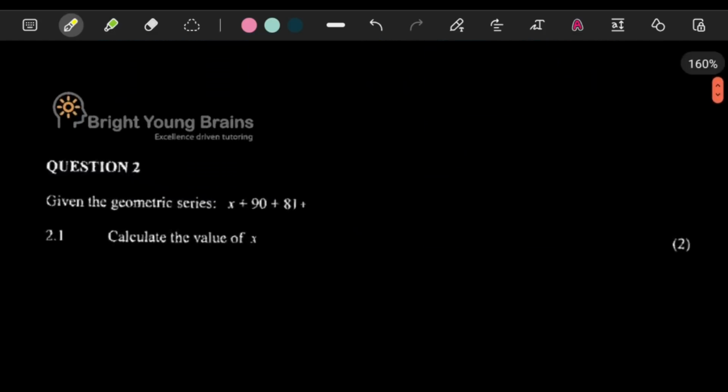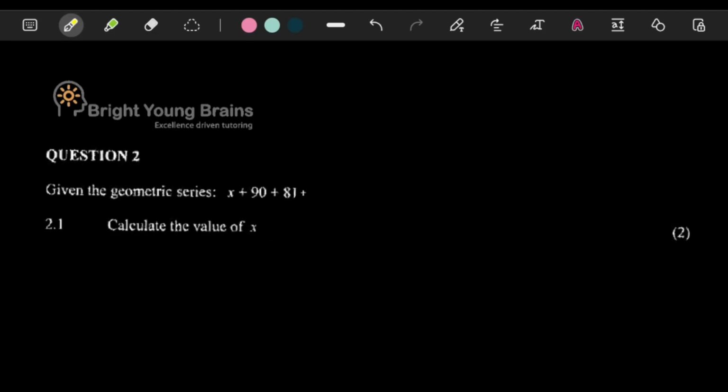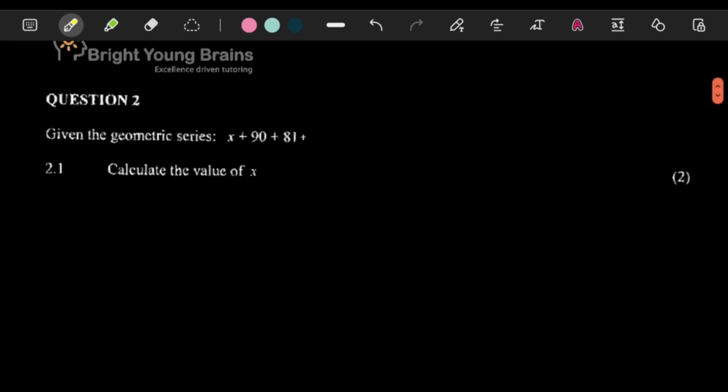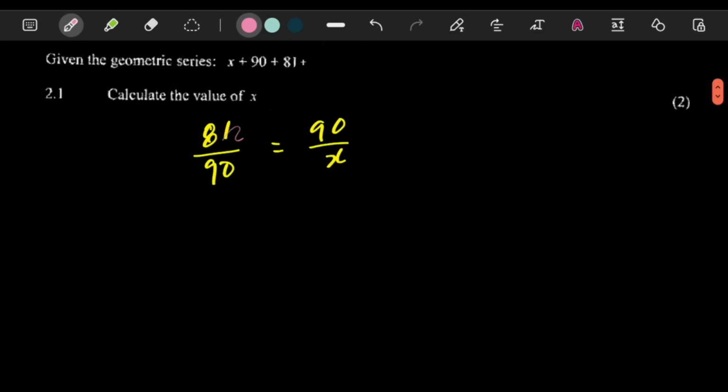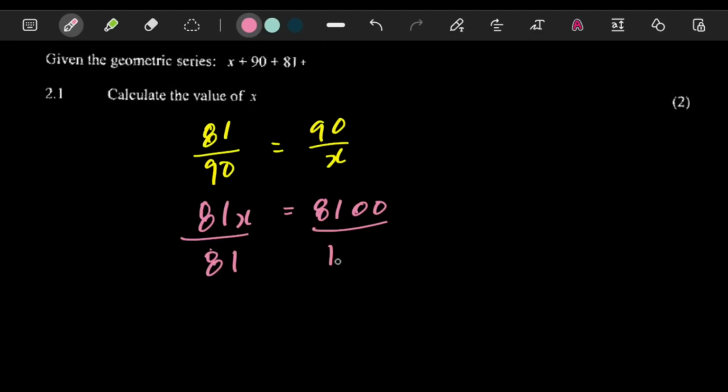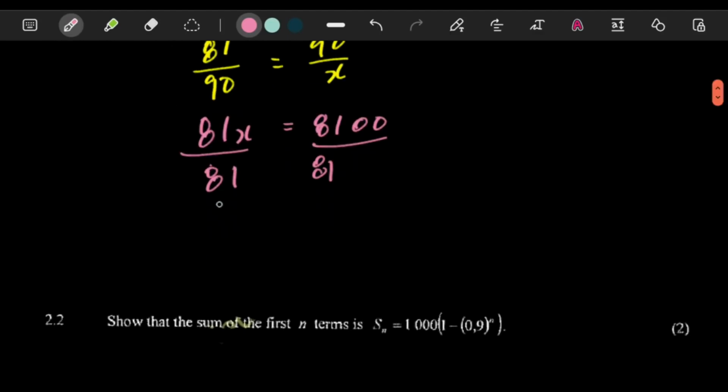The next one is a 2-mark question. For 2 marks, it says calculate the value of x. So this is a geometric series. If it's a geometric series, then it just means that 81 divided by 90 is equal to 90 divided by x. Solving for x, you can just cross multiply. This times that gives you 81x. This times that is 100. So divided by 81 on both sides, your value of x is what?